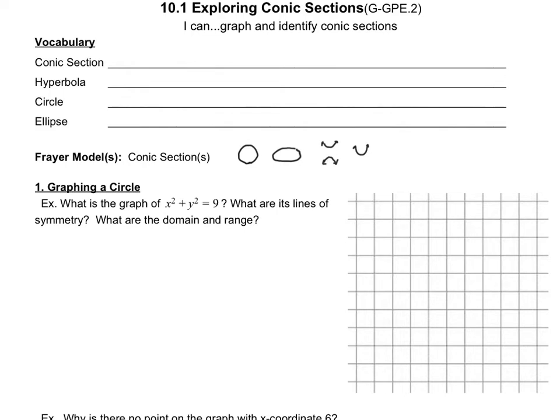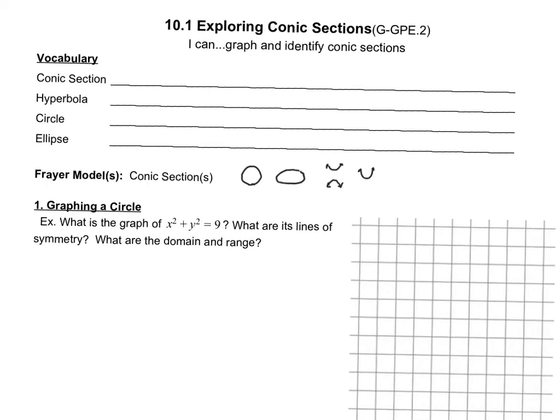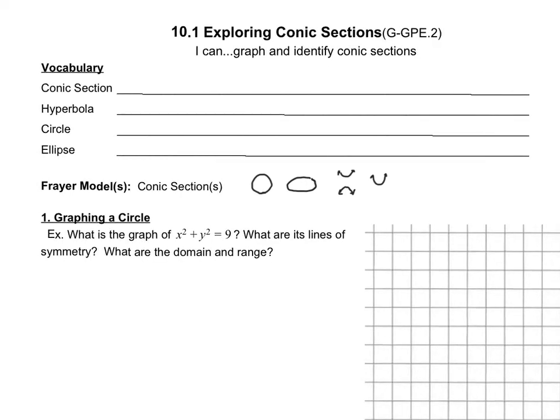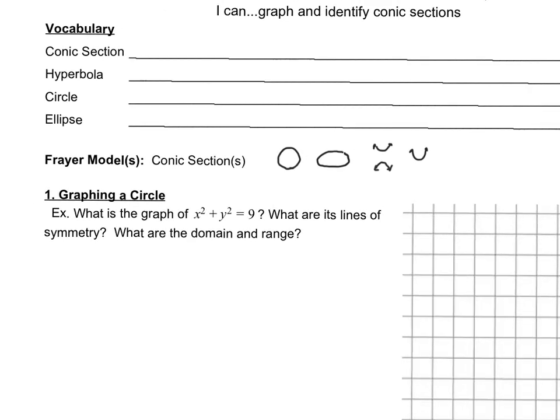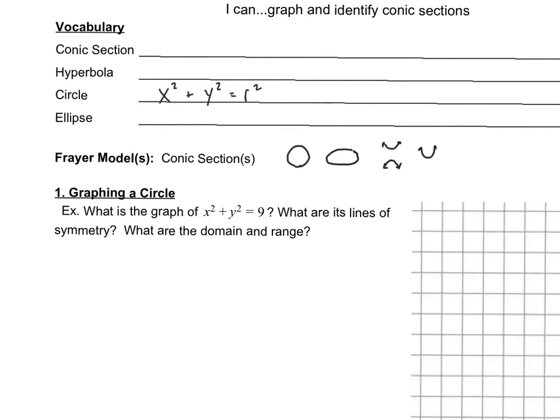We will go into more detail for each one of these later on, but as we start with this first one, it is going to be a circle, and graphing a circle. The parent function of a circle is x squared plus y squared equals r squared. In case you did not remember that.